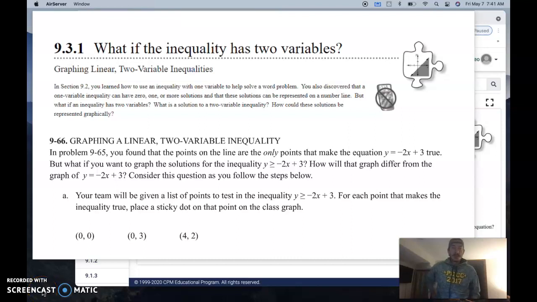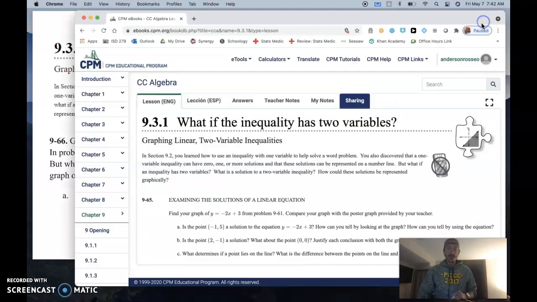Hey everyone, Mr. Anderson back with you again to talk today about section 9.3.1 from our CPM Common Core Algebra book. Today we're going to look at graphing inequalities in two variables and what that looks like.